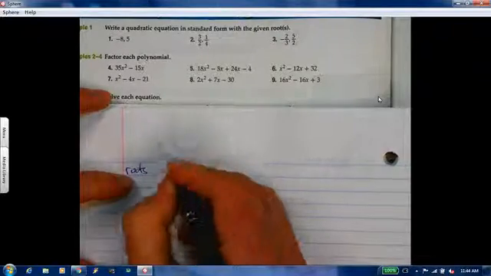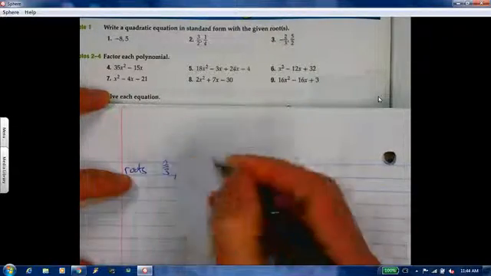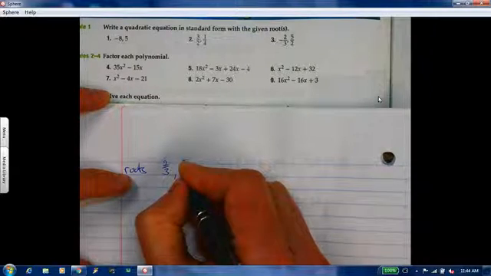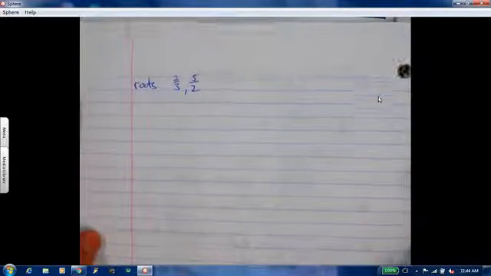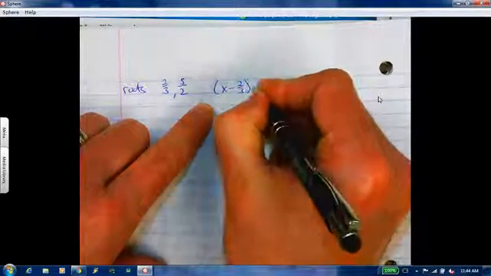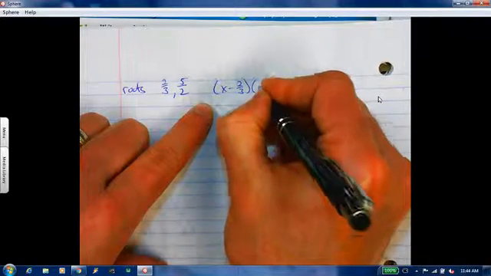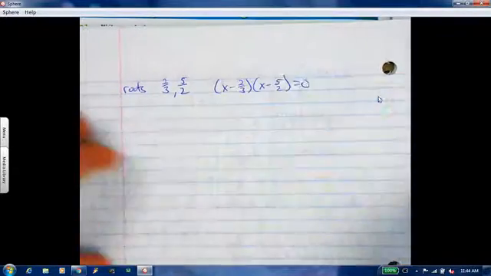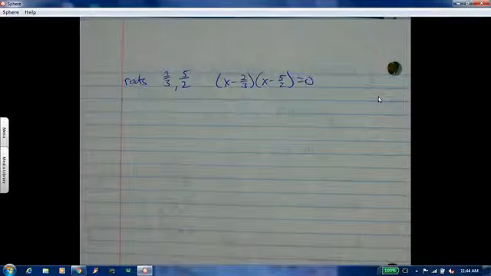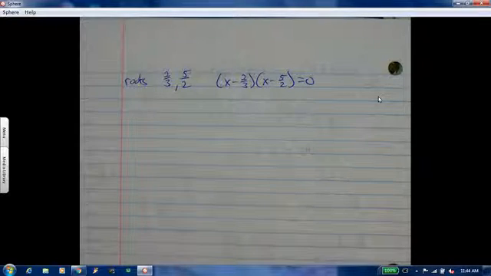Okay, what if the roots are 2/3 and 5/2? So we're going to start the same way, but then we're going to take care of the fraction. I can tell you why this works, but we're just going to do it. The book would have you FOIL this out and then take care of the fractions later, but we're not going to do it that way. We're going to take care of the fractions now.